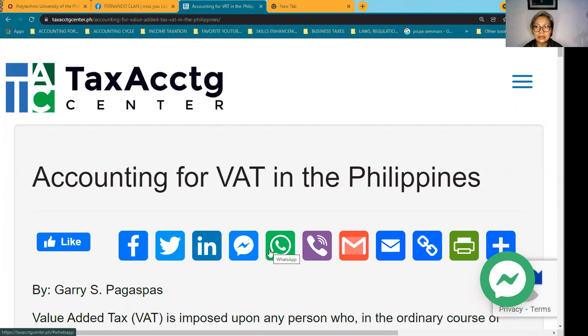We've already discussed what VAT is. Now we're going to discuss how VAT will be recorded in the books of accounts. So we're going to use this discussion of the Tax Accounting Center by Gary Pagaspas.